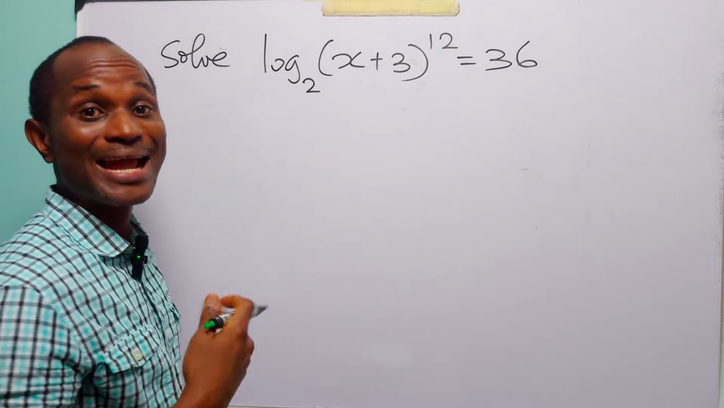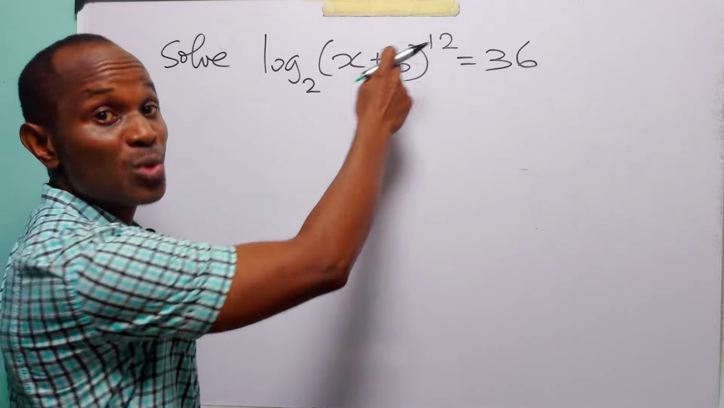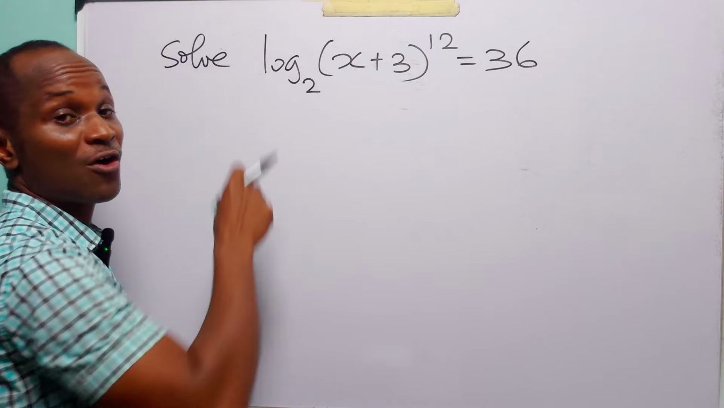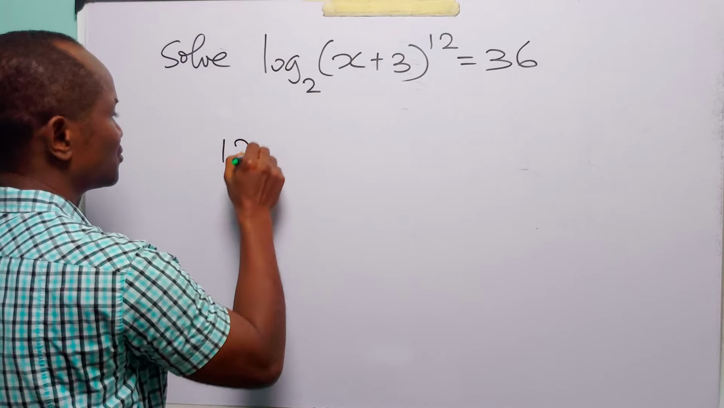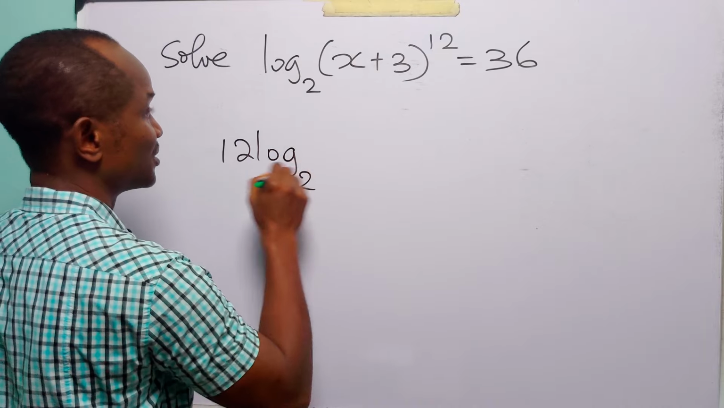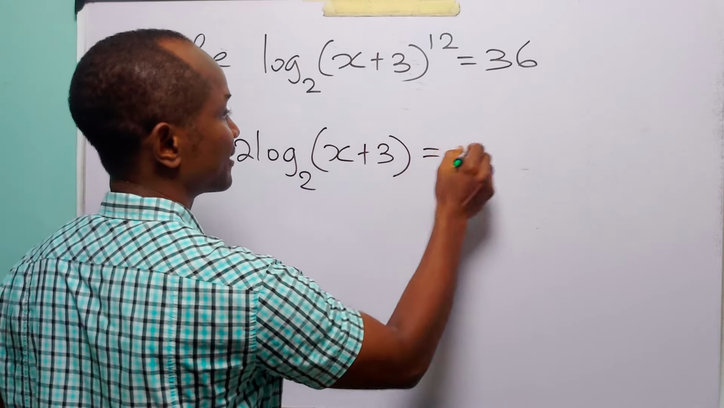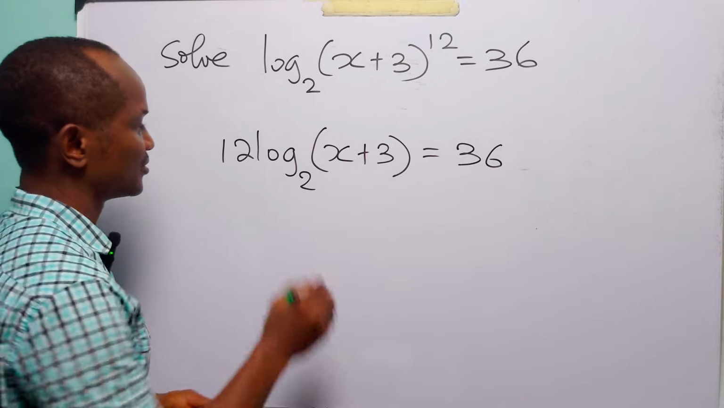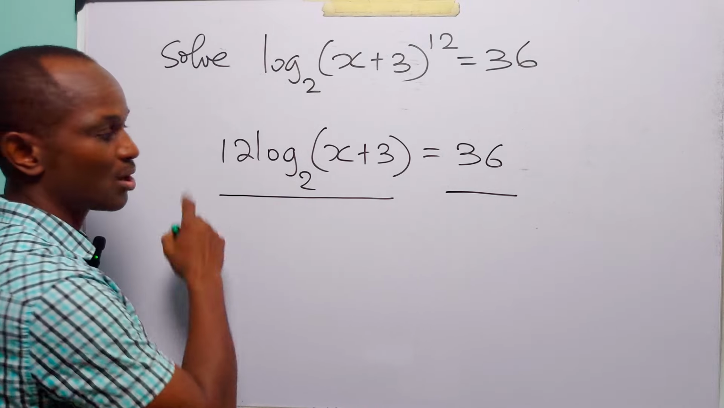First, they are going to apply the power rule of logarithms. They are going to bring down this exponent 12, that is the exponent of x plus 3, to the front of the log term to become a multiplier. When we do that, we have 12 times log base 2 of x plus 3 is equal to 36. And of course, the next logical thing to do is to divide both sides of this equation by 12.